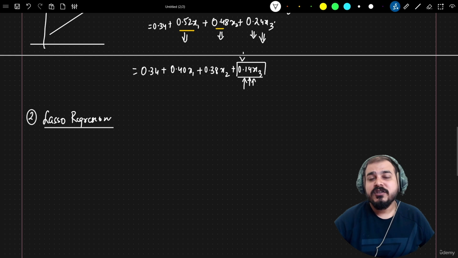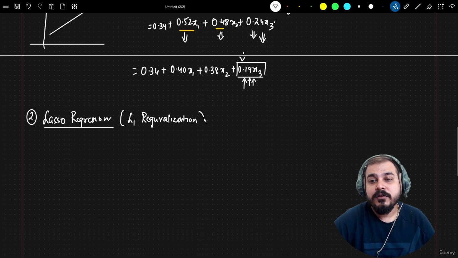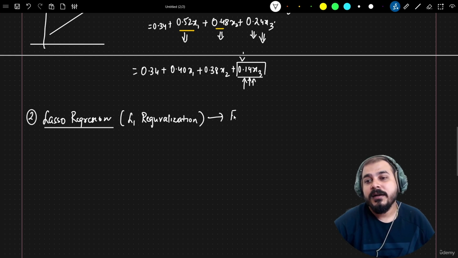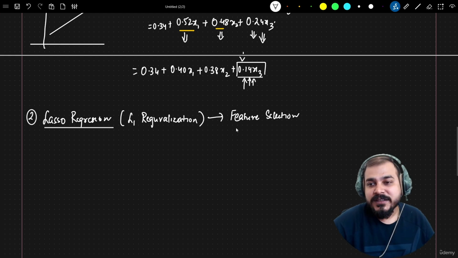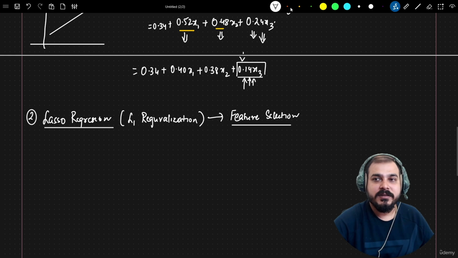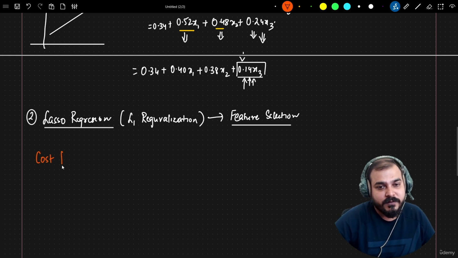Lasso regression is also called L1 regularization. And why do we specifically use it? We specifically use it for a very important task called feature selection. Now, how do we do feature selection? Let's discuss this. In lasso regression, we just need to focus more on the cost function.